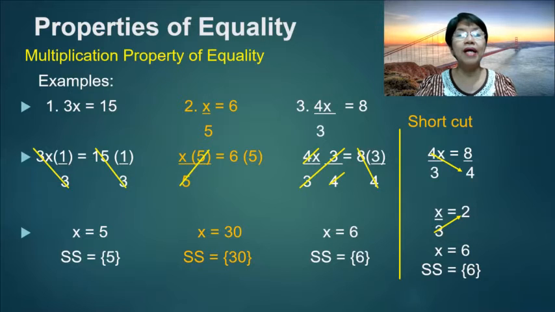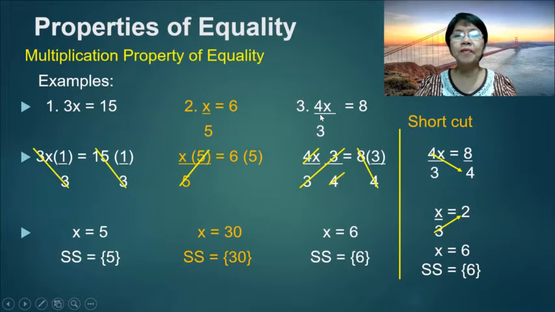Number 2, x over 5 is equal to 6. So since we have a denominator here, what will isolate x is we multiply both sides by 5 so that the 5 in the denominator will cancel. So multiplying both sides by 5, we have x is equal to 30.